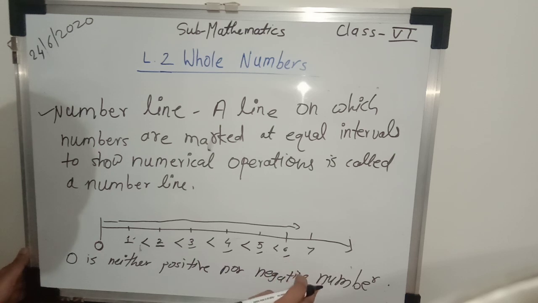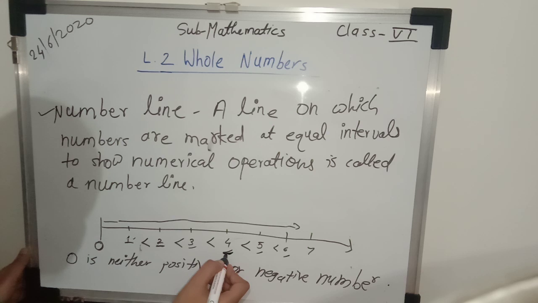So when you are moving to the right side, each number's value increases. One more thing: suppose 4 is here, the number on the left side of 4 is 3. So 3 is smaller than 4.